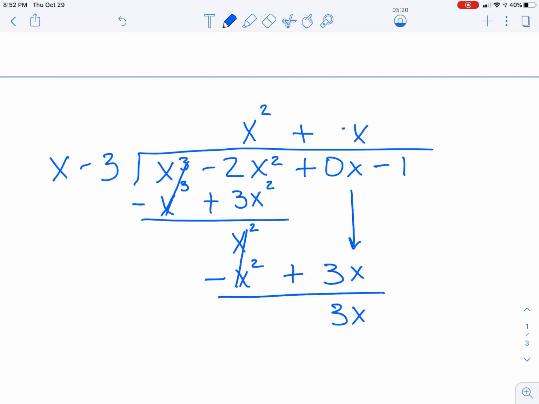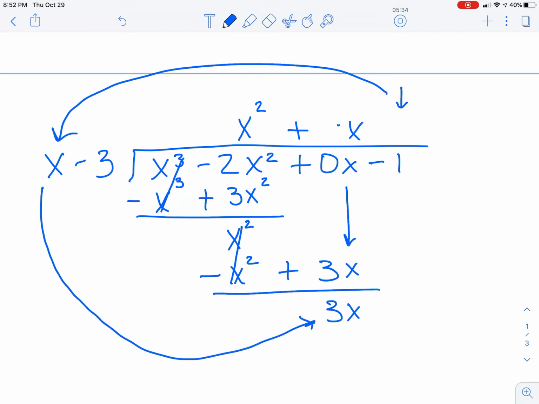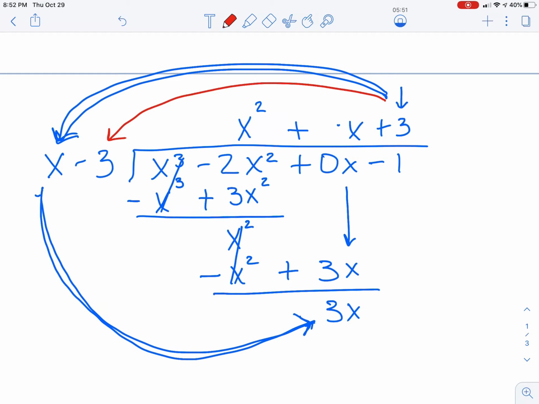I'm going to do the same thing up top here now. What am I going to put right up here that when I multiply it with x will give me 3x? Well, that would be a positive 3, right? So 3 times x gives me 3x. And 3, let me change the color here, and 3 times a negative 3 will give me negative 9.